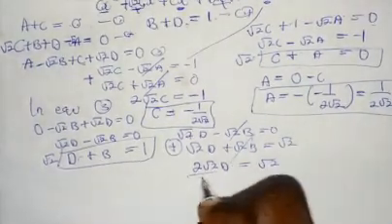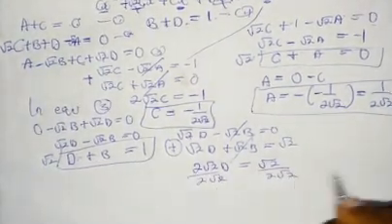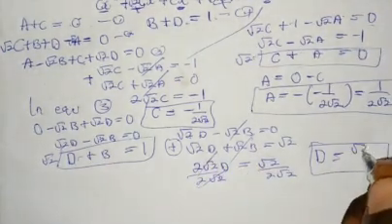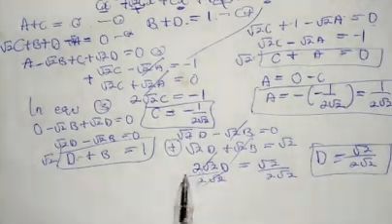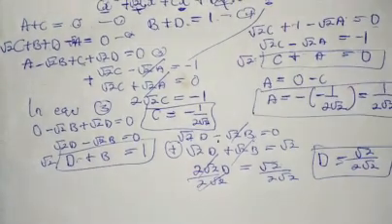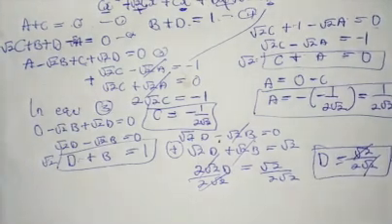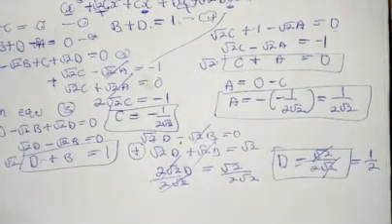So divide both sides by 2 root 2. When you divide by 2 root 2, d is equal to root 2 over 2 root 2. So we can see that root 2 cancels out, therefore d is equal to 1 over 2. You get d is equal to 1 over 2.